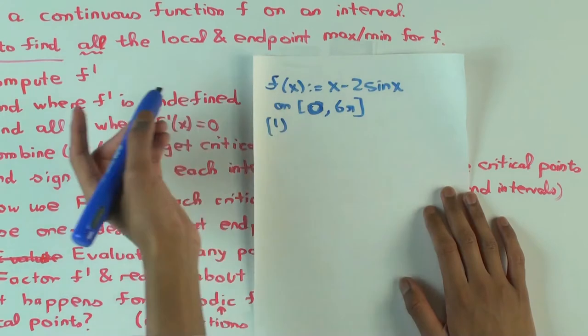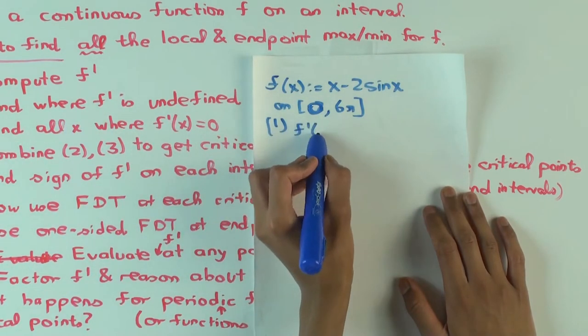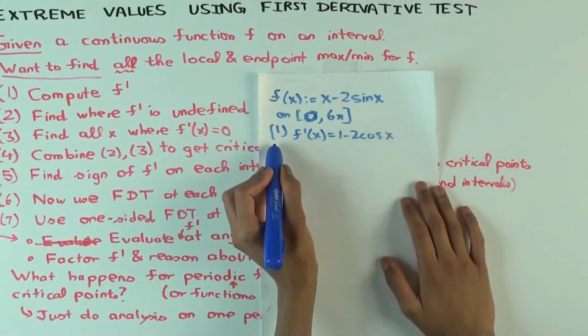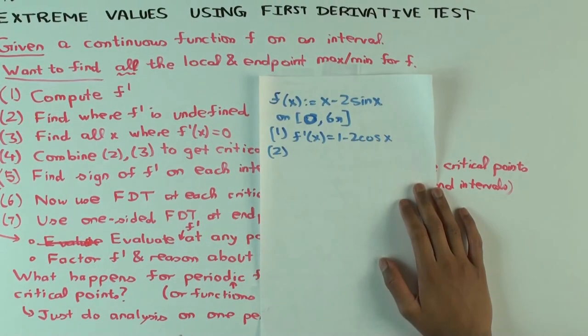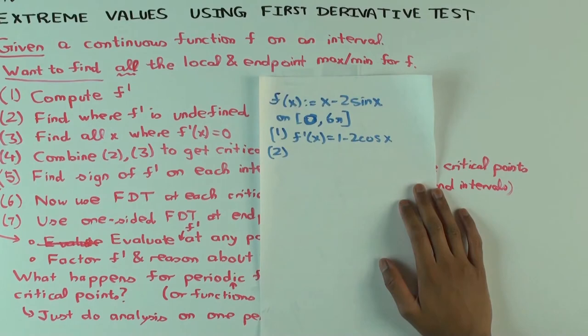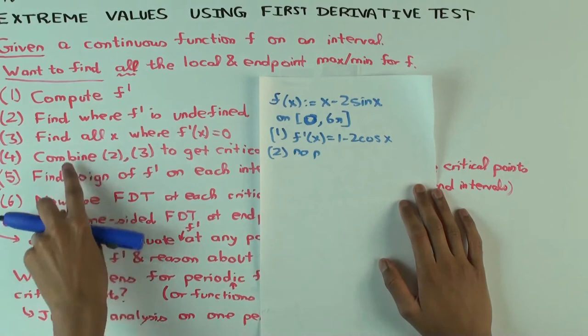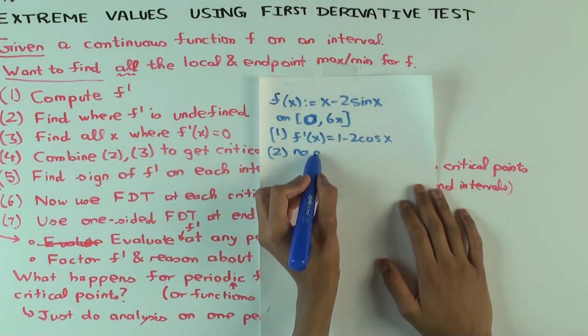So what's the derivative? What's the first step? Compute the derivative. What's the derivative? 1 minus 2 cosine x. Is it undefined anywhere in the interior of the domain? No. So no points for that. Are we following this here? Yeah, sure.